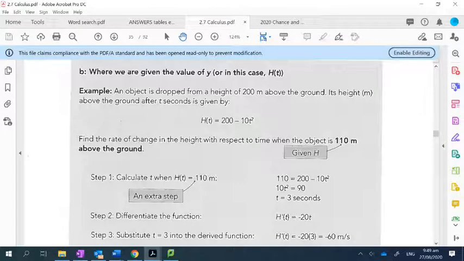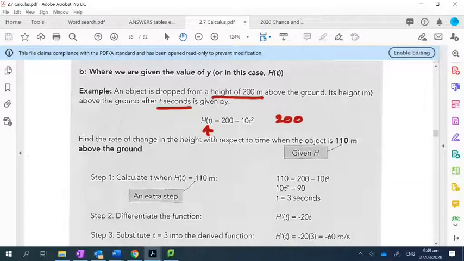In this case, an object is dropped from a height of 200 meters above the ground. Its height in meters above the ground after t seconds is given by that function. Now, do I know the height or do I know the time? Height. So I can't put in a t, I'm going to put it in the place for the h, even though it's h of t. Just like you'd put your y. So we simply put in 200 meters.